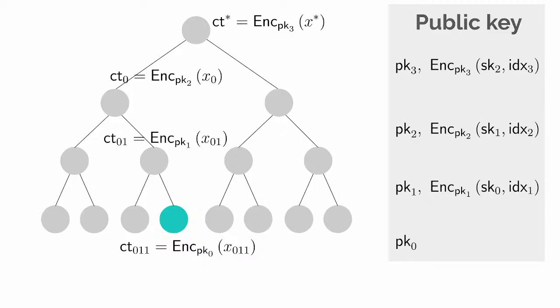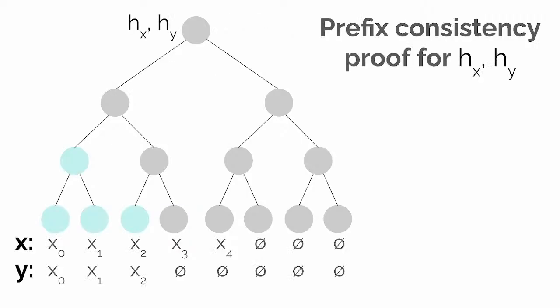So if you give out these things as the public key, what happens is you can do a homomorphic evaluation. Essentially, to compute the hash, you will compute the ciphertext at all the leaves, and then you homomorphically evaluate until you get the ciphertext at the root, and that will be your hash. And the important thing is this is kind of just like a Merkle hash tree. So for the purpose of the talk, you can just think of it as a Merkle hash tree. And if it's a Merkle hash tree, then prefix consistency proof is very simple.